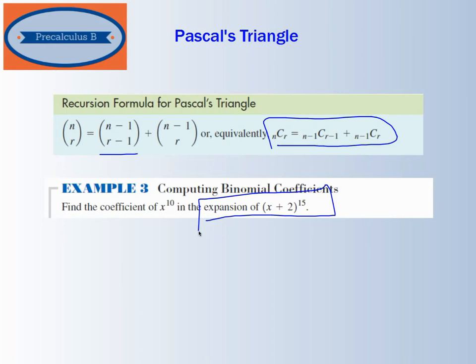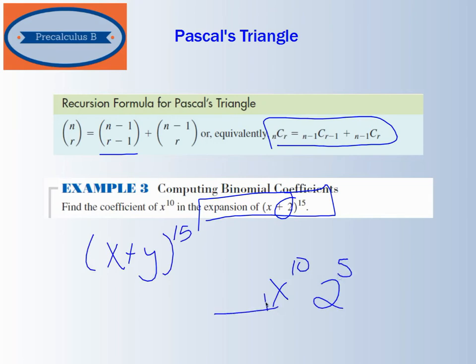But that doesn't quite work out because of this number 2, because that's not a y, right? If we had the expansion of x plus y to the 15th, that would work out fine. But if we think about the x to the 10th term, we're going to have x to the 10th and then 2 to the 5th. So it's going to be whatever that coefficient would be times 2 to the 5th.